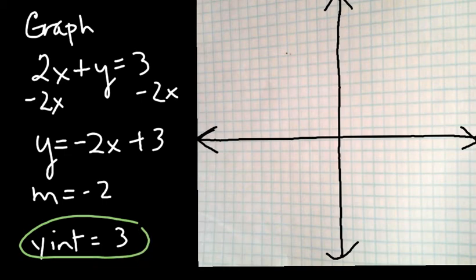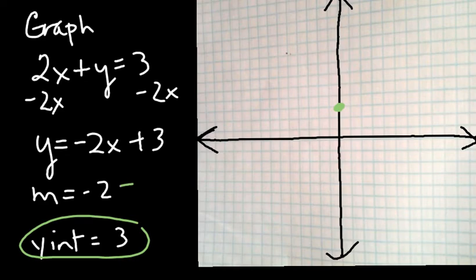In order to graph using this method, you start with the y-intercept. So we're going to find the place on the y-axis where this line is, and that's at 3. We know that because y-intercept means that. So go ahead and put your dot at 3. Now, we're going to use our slope next, and we need our slope written as a fraction.